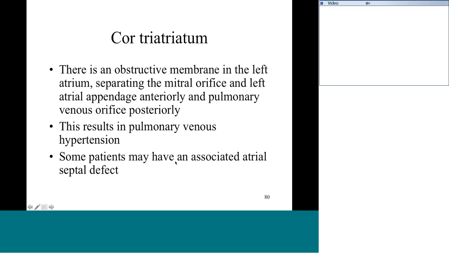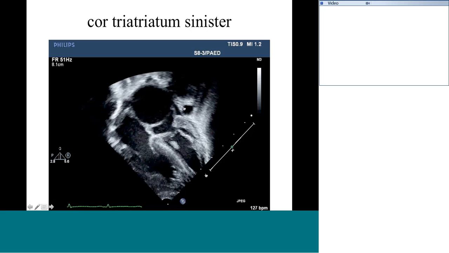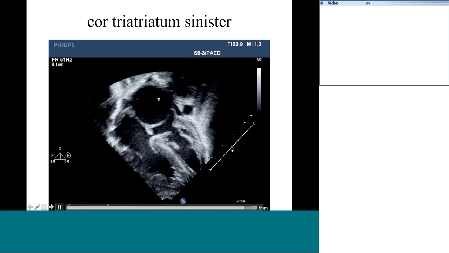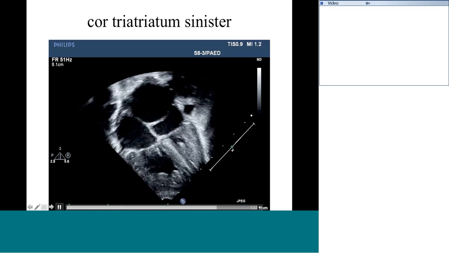Two associations: one is atrial septal defect and second is abnormal pulmonary venous drainage. So this is a classical example for cor triatriatum. So this is the membrane. This partitions the left atrium into superior chamber and inferior chamber.